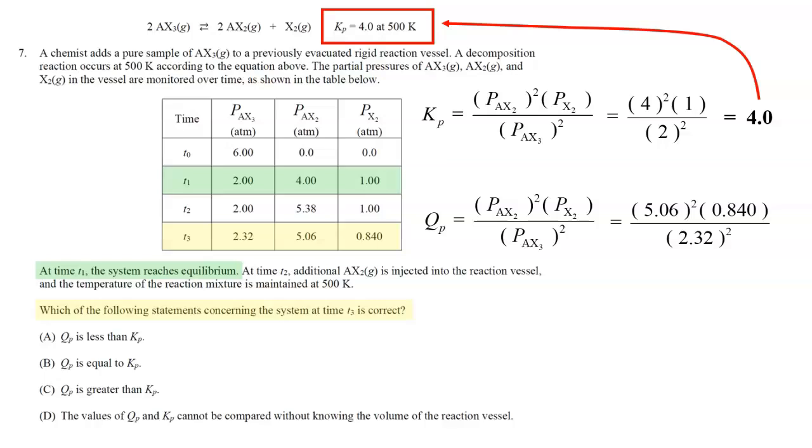Now, depending on what I get on my calculator, this will allow me to decide if the correct answer to question 7 is either A, Q is less than Kp, B, Q is equal to Kp, or C, Q is greater than Kp. We don't need to know the volume of the reaction vessel to calculate the value of Qp or Kp here. So when I do this math on my calculator, I actually get a value of 4.0. So the correct answer to question 7 is choice B. The value of the reaction quotient, Qp, is equal to the value of the equilibrium constant Kp using the data from the table for the system at time T3.